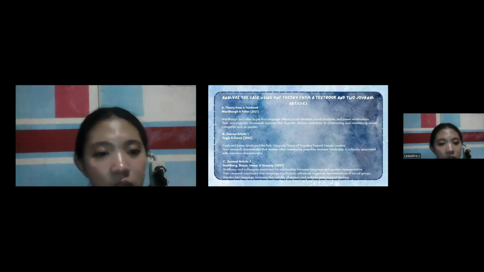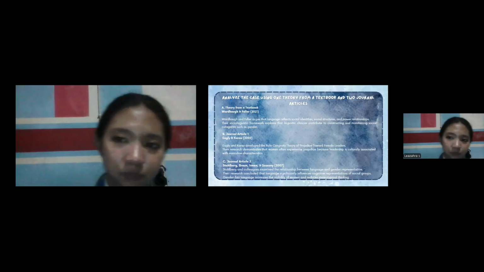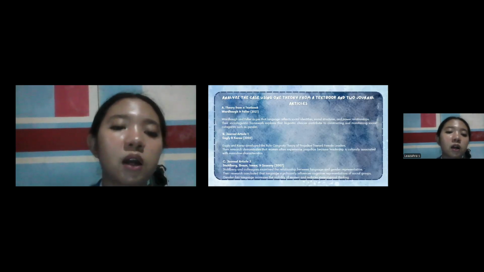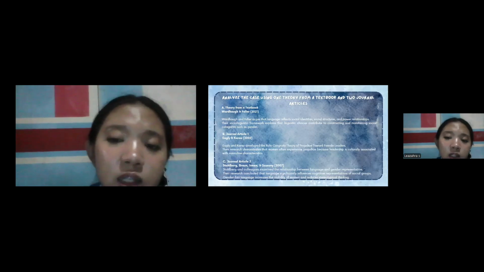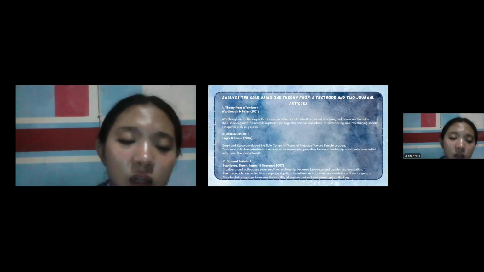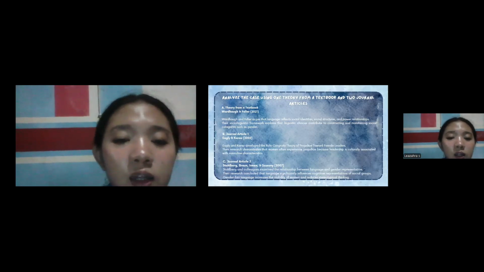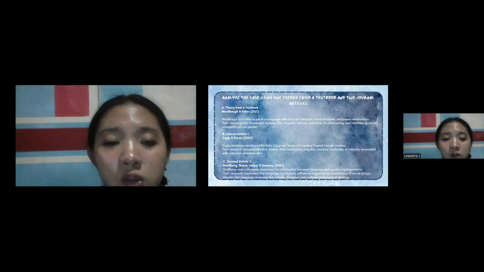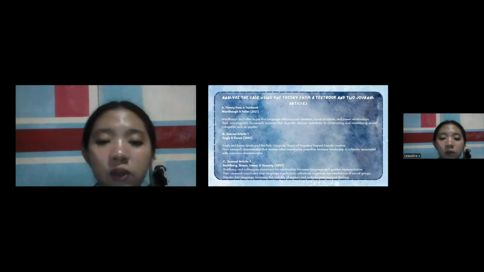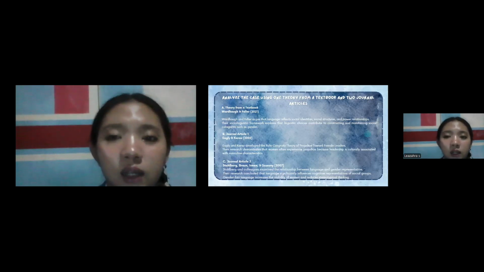And C. Journal Article 2. Stahlberg, Braun, Irmen, and Sczesny examine the relationship between language and gender representation. Their research concludes that language significantly influences cognitive representation of social groups. Gender-fair language increases the visibility of women and reduces stereotypical thinking.